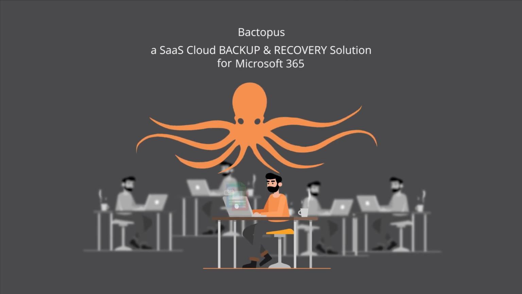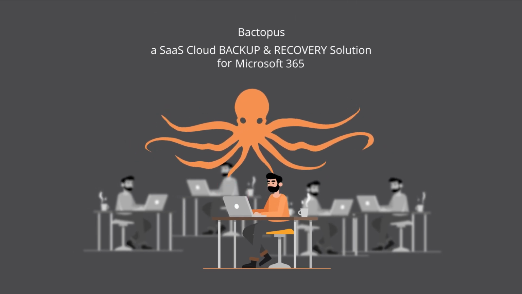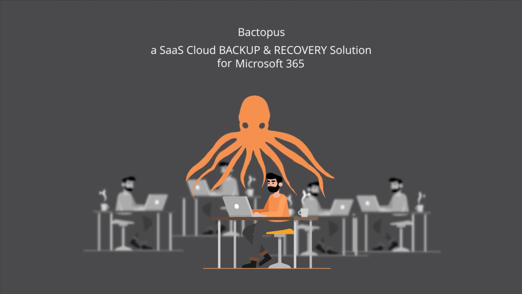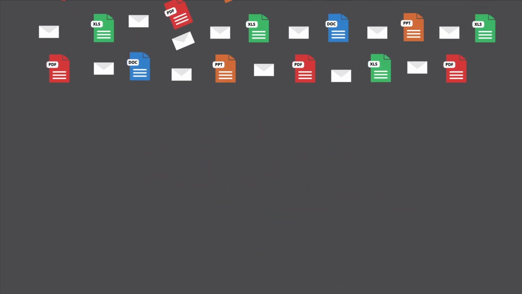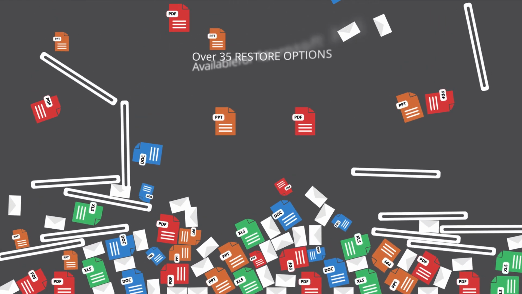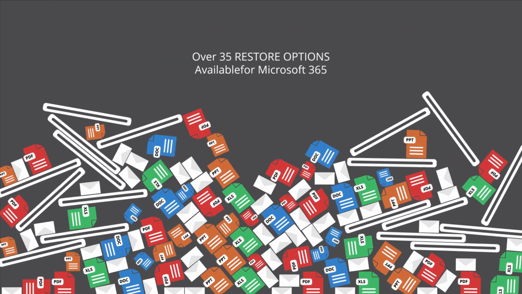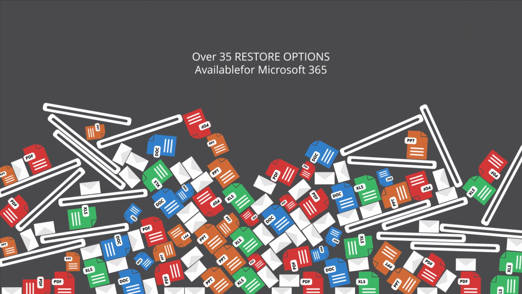Bactopus is designed to address the challenges you might face with backup and restore operations for Microsoft 365 data. It provides 35 restore options for a wide range of items, including emails, files, folders, sites, and Teams chats.